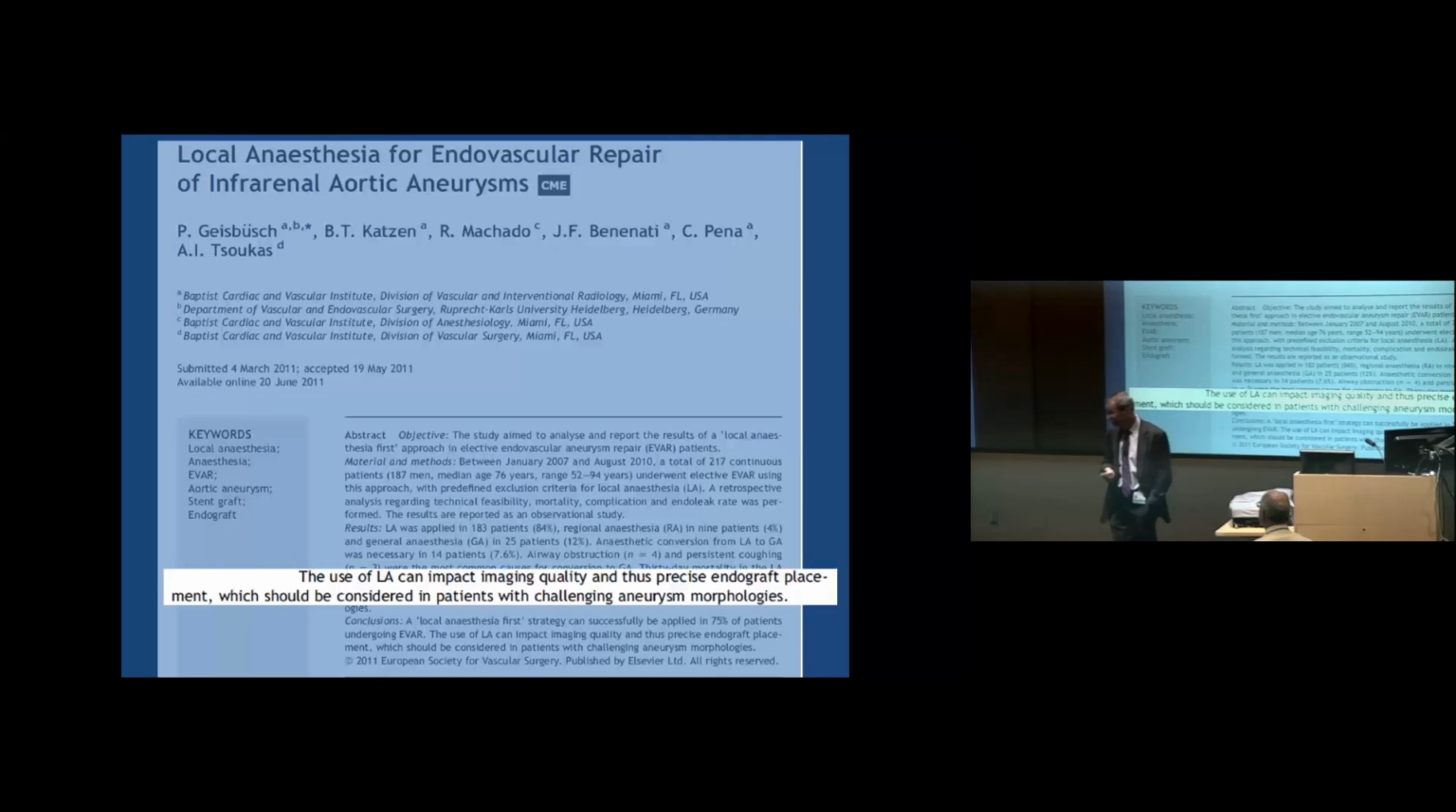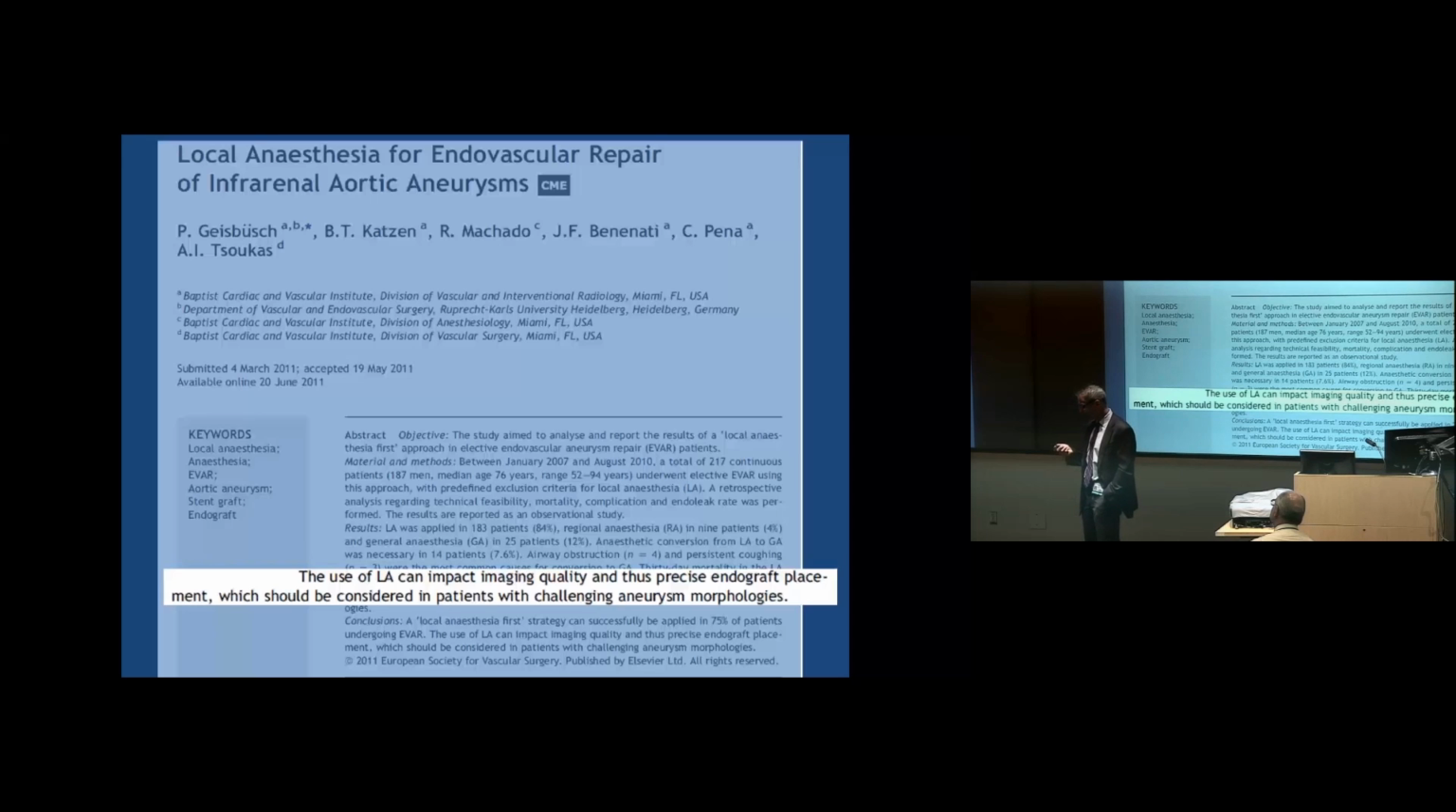However, there is a downside, and this is from an abstract of a paper discussing endovascular repair, and what the authors state is the use of local anesthesia can impact imaging quality and thus precise endograft placement, which should be considered in patients with challenging aneurysm morphologies. So basically what they're saying is if the patient's moving or breathing, it can be much harder to land that graft exactly where you want to land it. This is potentially a very big problem in patients with ruptures because those patients tend to be hypoperfused. They tend to get quite confused and agitated. And if the patient's moving around, you cannot really safely do the endovascular repair.